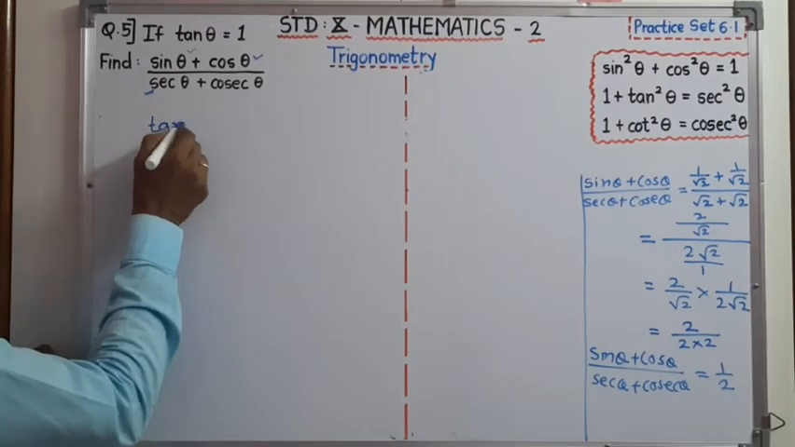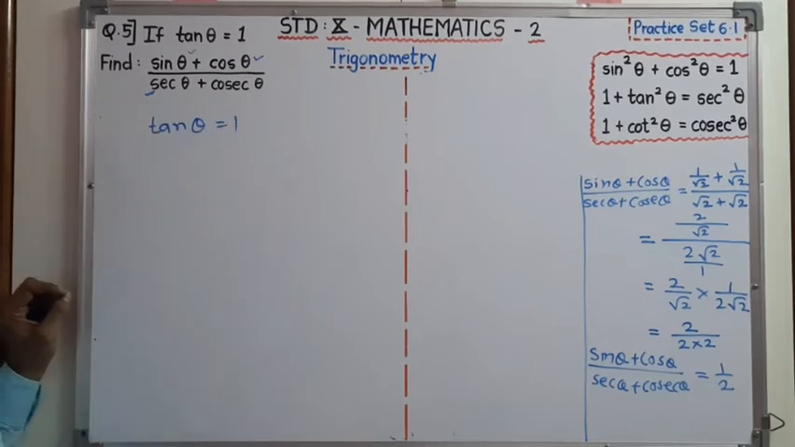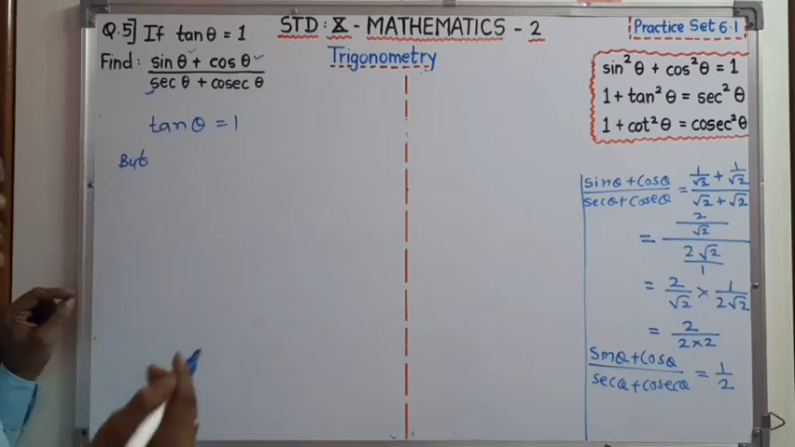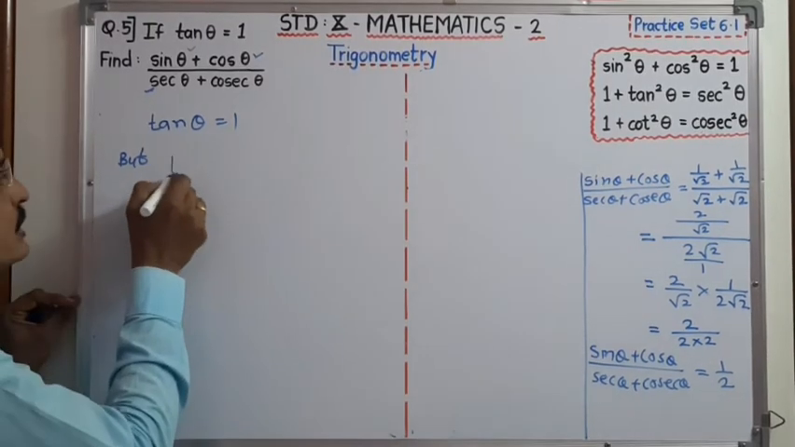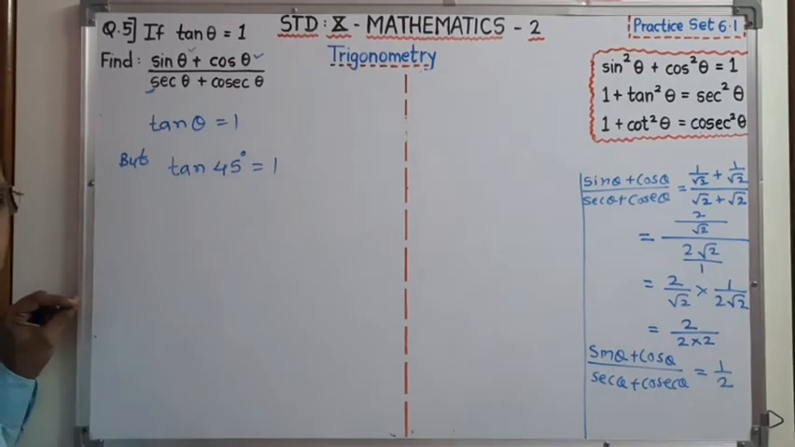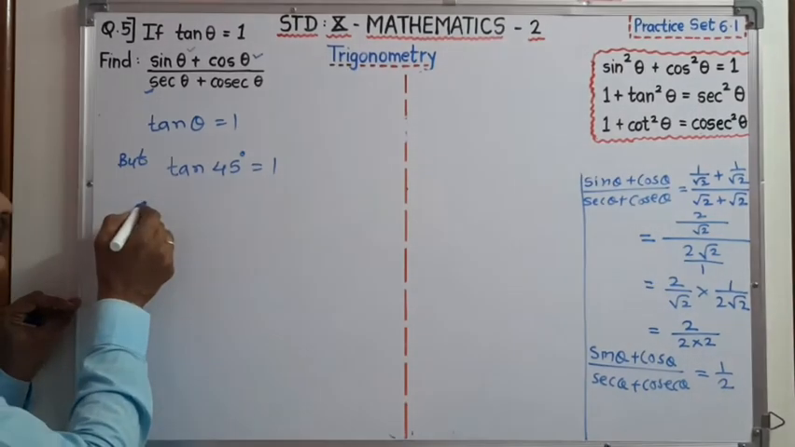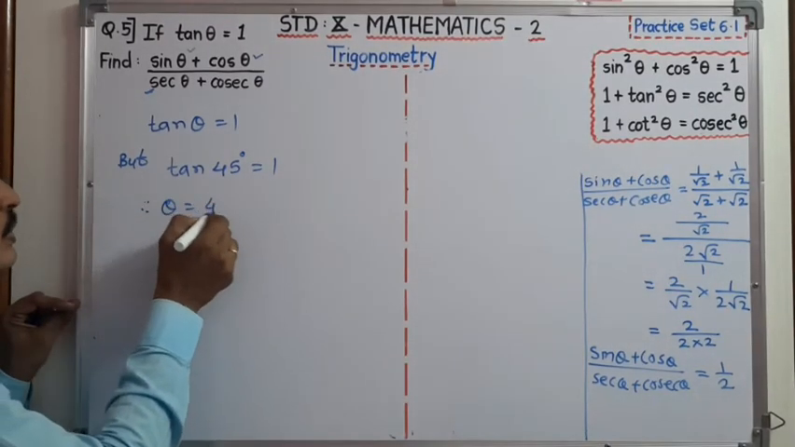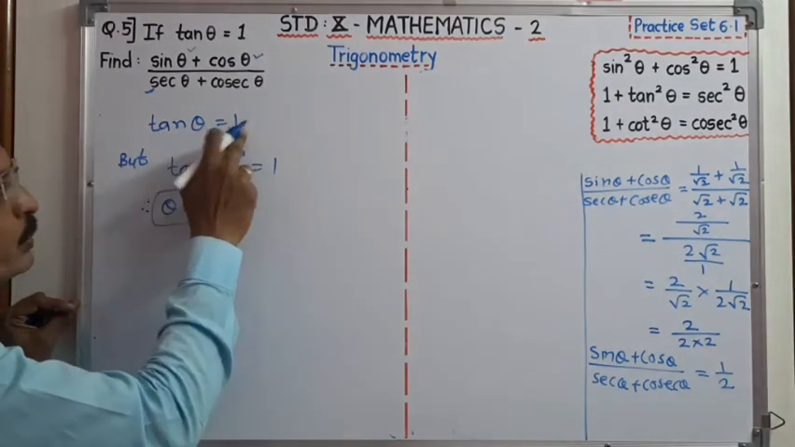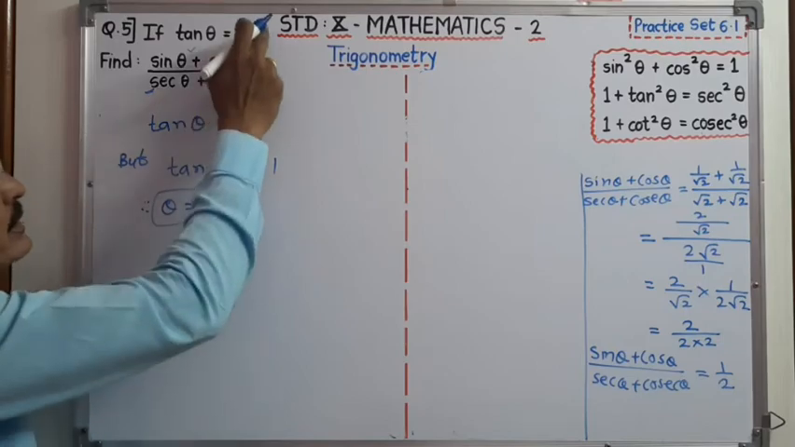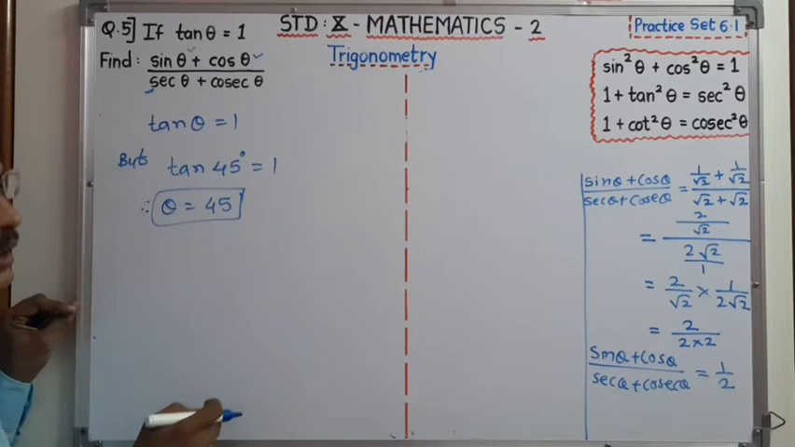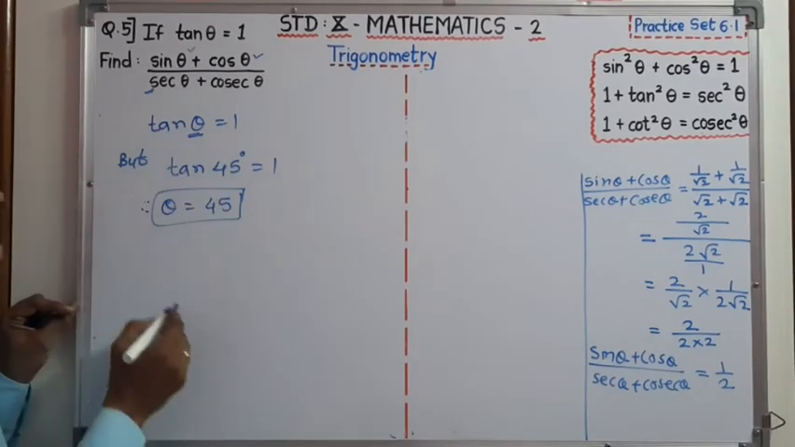See, dear student, tan theta is equal to 1. By the value chart, we know tan 45 degrees is equal to 1. Therefore, theta is equal to 45. What is there, student? Tan theta is equal to 1. It is given. But by that chart, we know that tan 45 is equal to 1. That means this angle theta is 45.